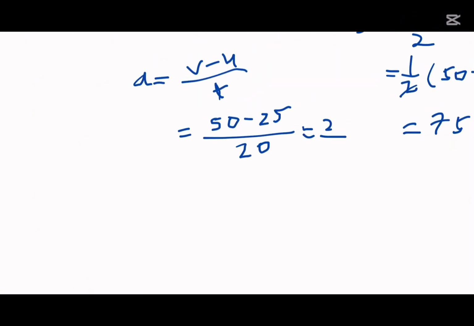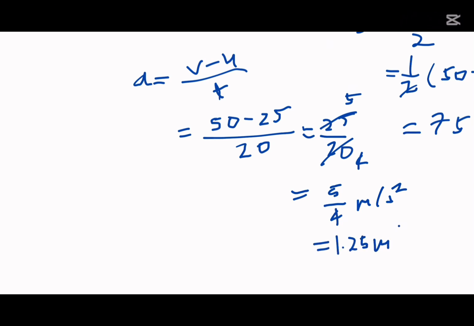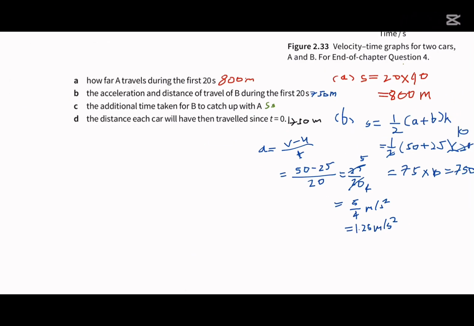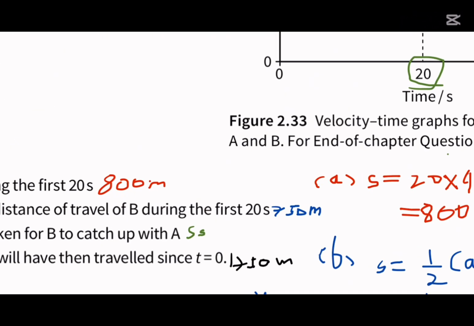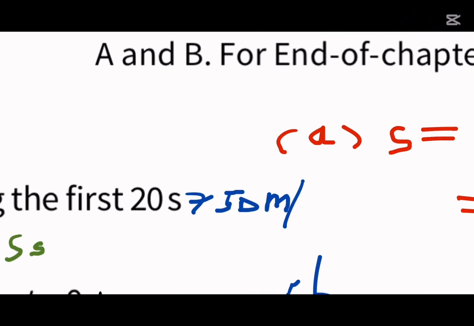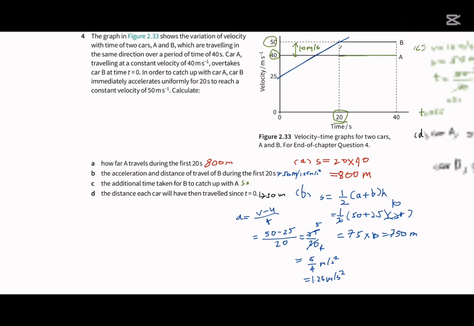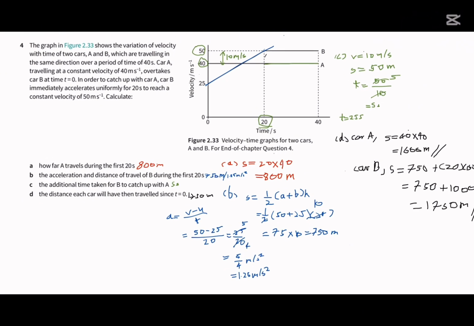So we get 25 over 20. I don't even need a calculator. 5 is 4. So 5 over 4 meters per second squared. And in decimal form, it would be 1.25 meters per second squared. And that will be the acceleration of B in the first 20 seconds. Okay. 1.25 meters per second squared.